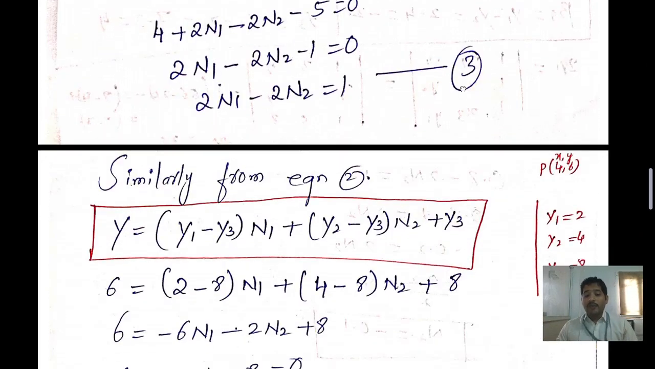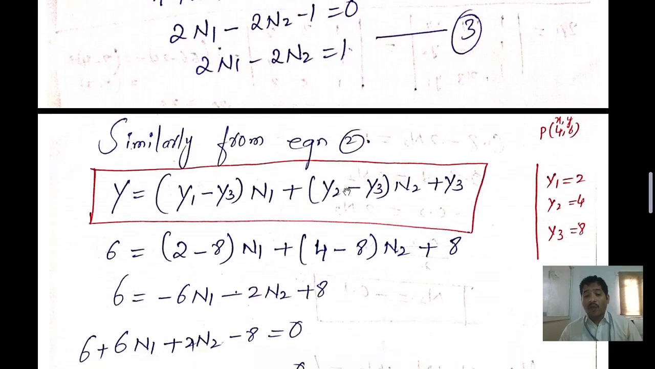Similarly, from the equation number 2, we have to take the y coordinate. Y is equal to y1 minus y3 n1 plus y2 minus y3 n2 plus y3. We have the formula. So y1 value is how much is there? Y1 is, we got it 2, y2 nothing but 4, y3 nothing but 8. But the interior point P is 4 comma 6. So instead of y, we have to represent over here, so I am representing the 6 value. Y coordinate is 6.